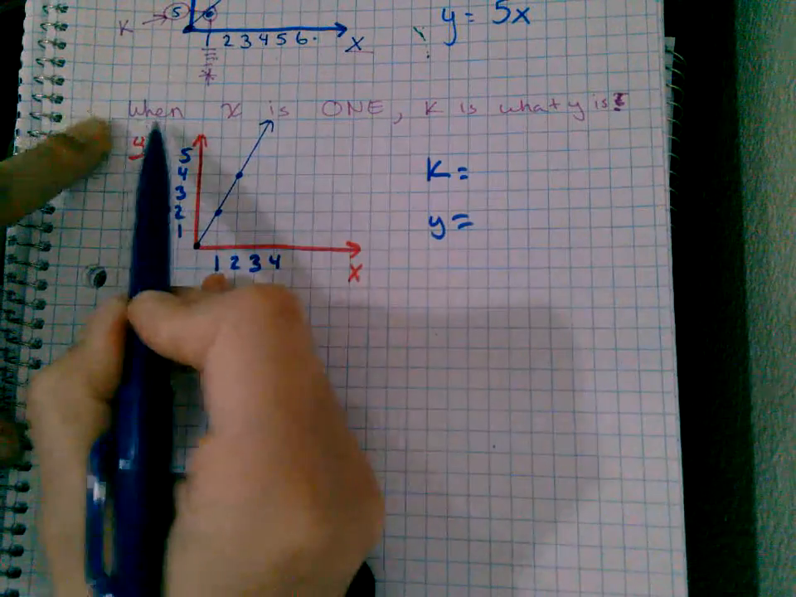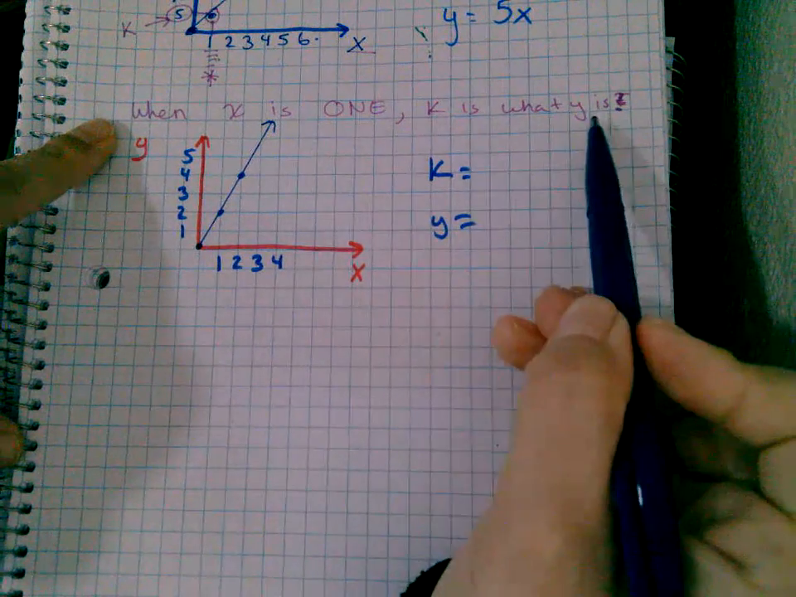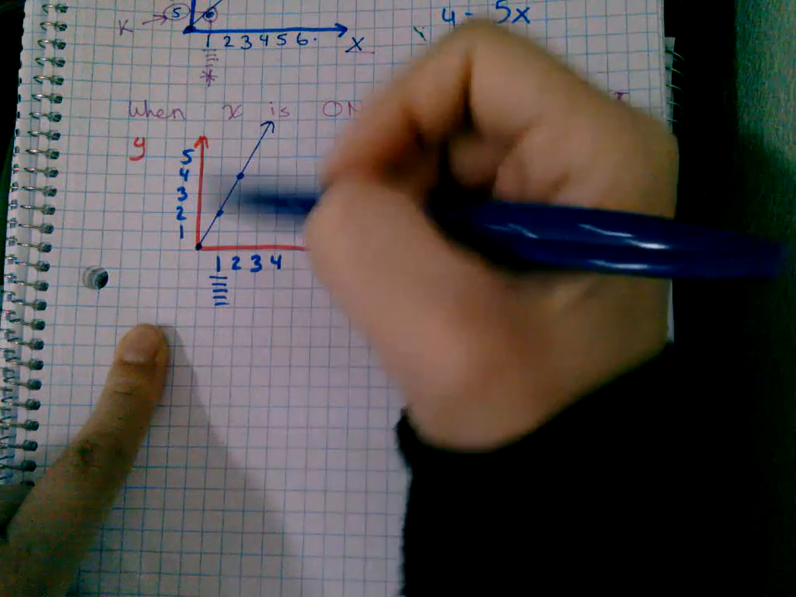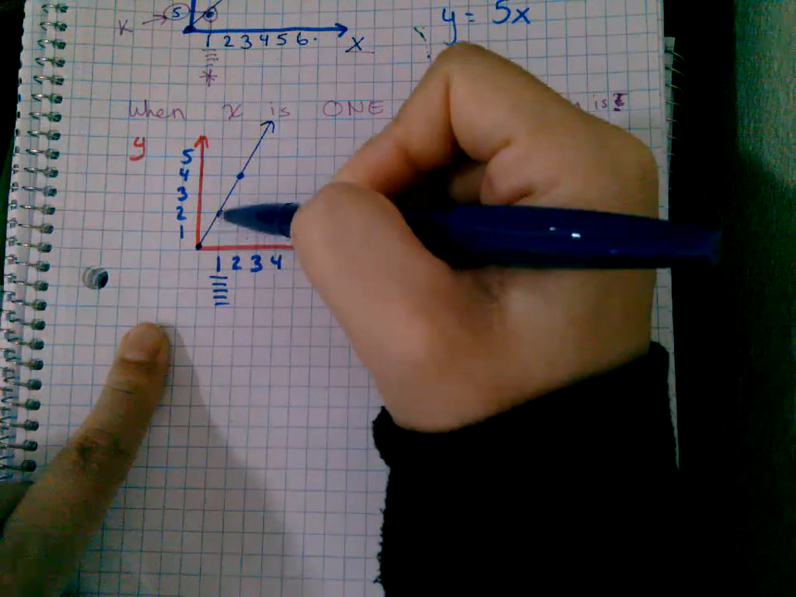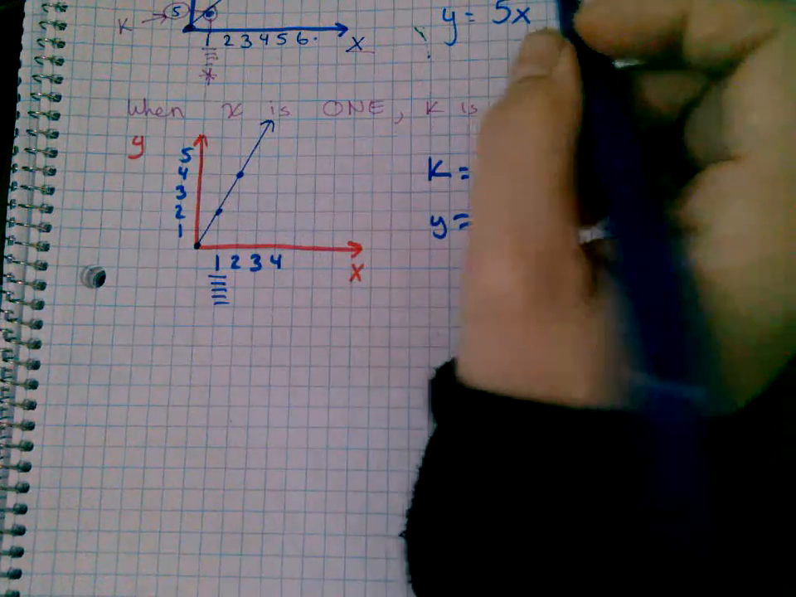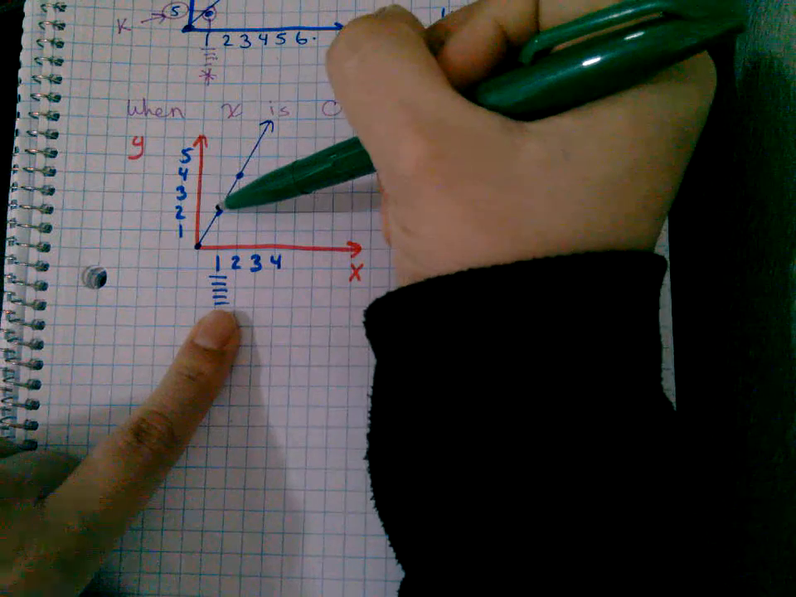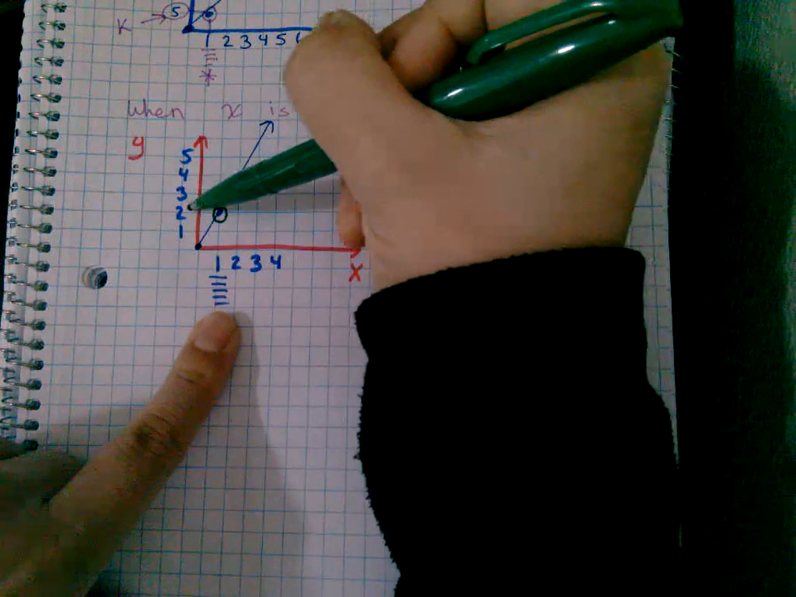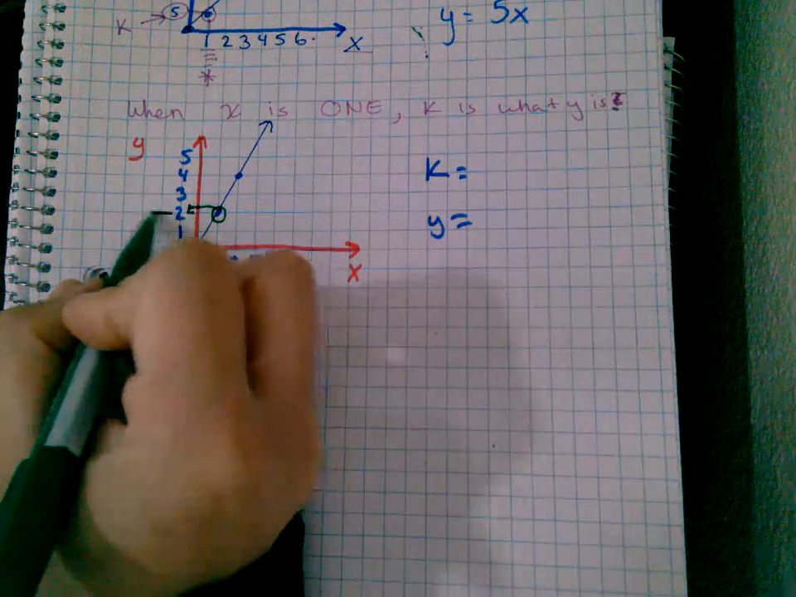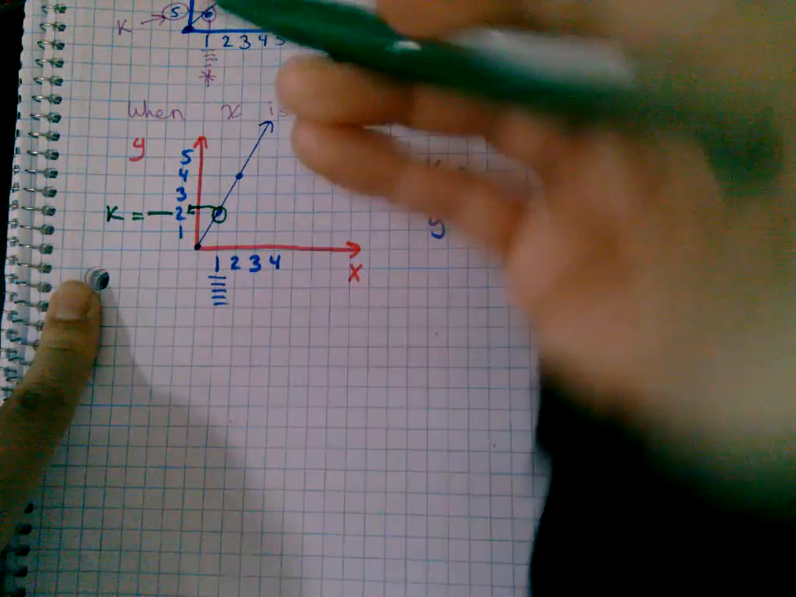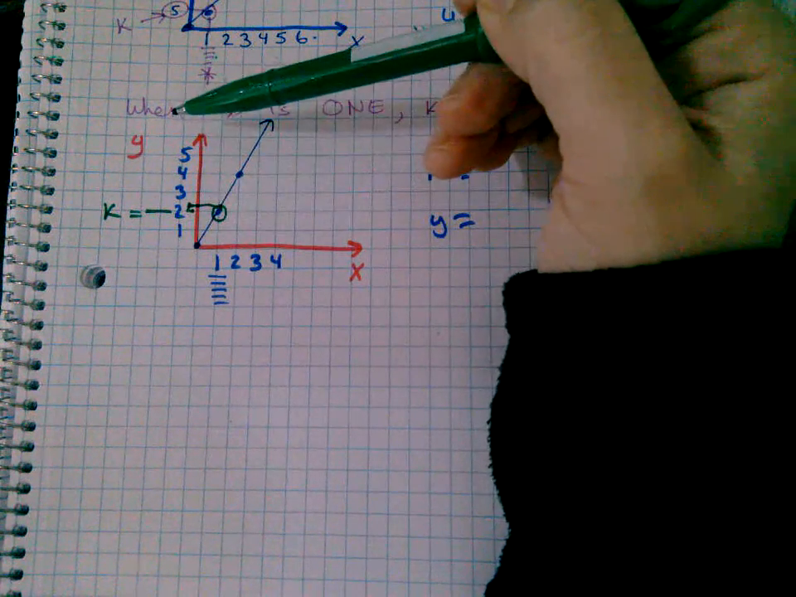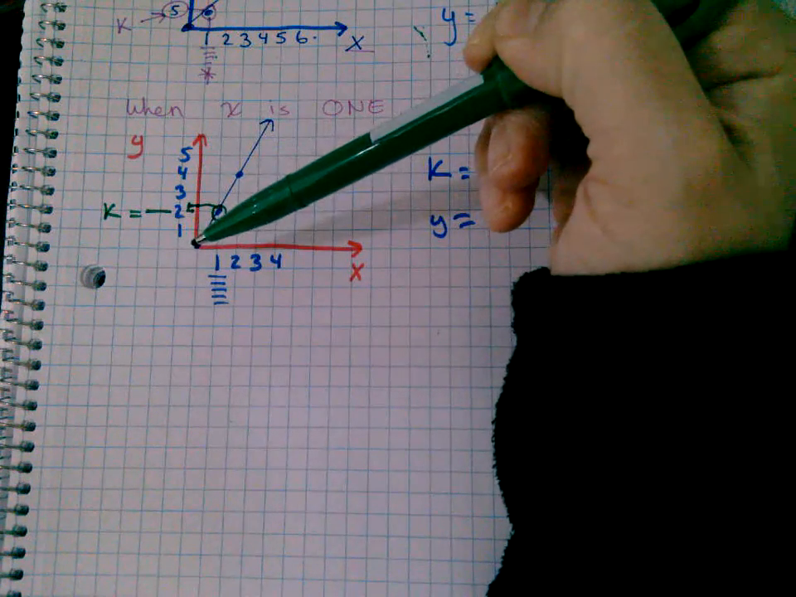Like I said up here, when x is 1, k is what y is. So here is 1 on x, right? So from here, you're going to go up to the dot. You're going to go up to the dot. Okay, Miss Emma, here's my dot. Cool. Here's my unit rate. Whatever y is, that's your k. So we did not go up by the unit rate. Y is not going up by the unit rate.